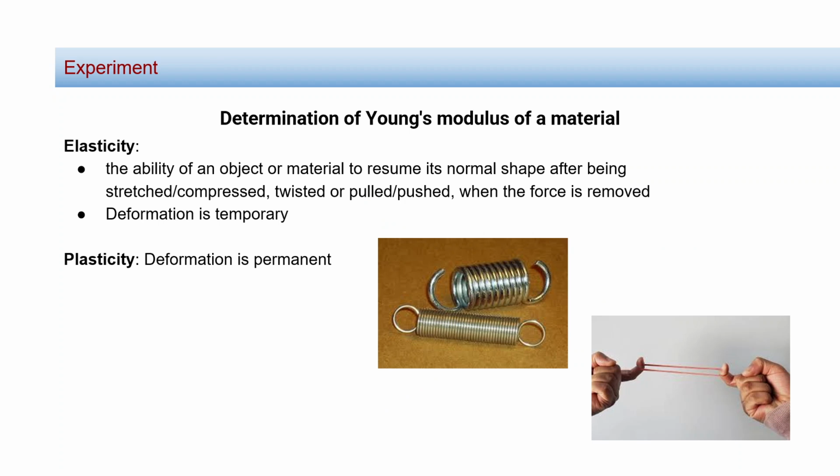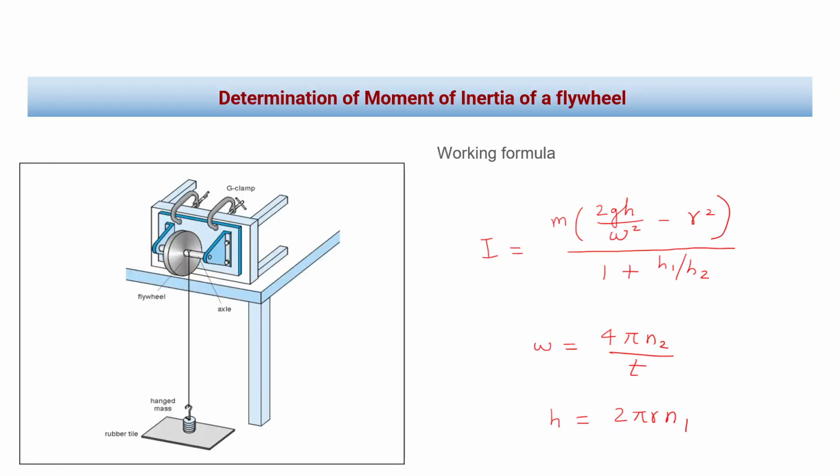Then there were experiments on Young's modulus of material, which tells about the elasticity of any material, which is basically the ability of a material to resume its normal shape after being stretched or compressed. So we had understood its theory as well as done some experiments based on this. We had also done experiments on moment of inertia of a flywheel. For this experiment, this was the working formula, and then we had also understood the theory for this.